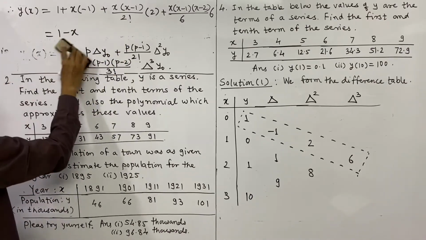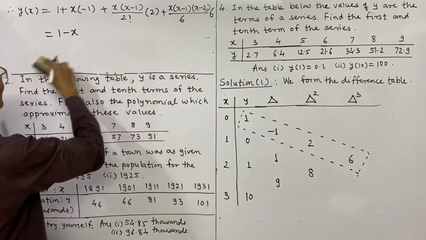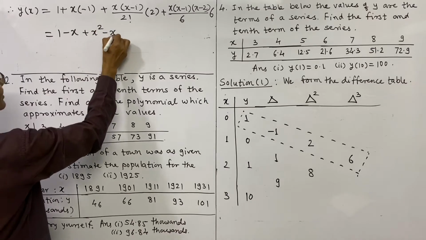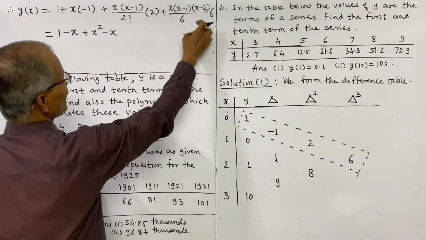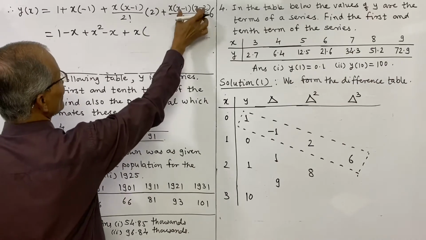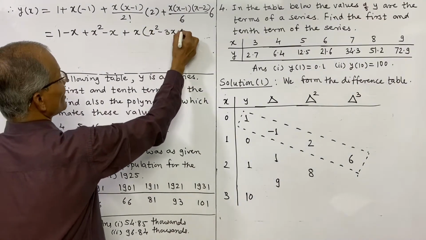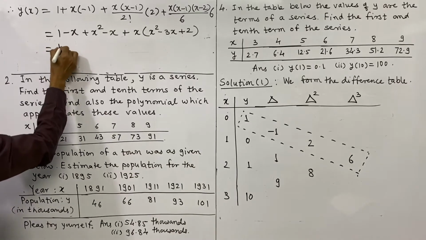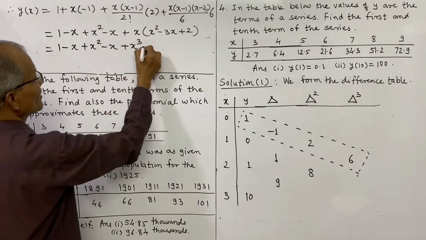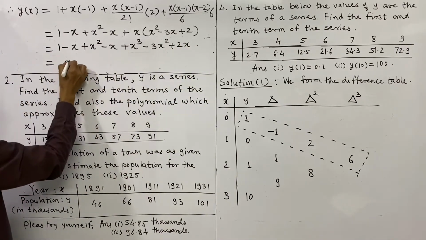Now we have used the formula and substituted the values, and you see that is 1 minus x, and the 2 cancels, x into x minus 1, that will be plus x square minus x, and further the 6 cancels, x into x minus 1 into x minus 2, which will be x square minus 3x plus 2, and that can be simplified as 1 minus x plus x square minus x again plus x cube minus 3x square plus 2x. The polynomial is cubic.